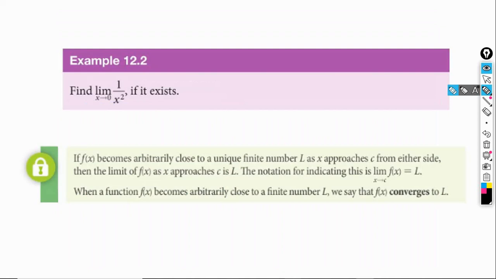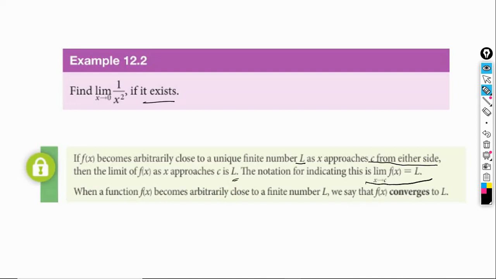So here we are with example 12.2, and they ask us to find the limit as x approaches 0 of 1 over x squared, if it exists. That's a hint already. But before we do example 12.2, let's look at this important definition, because this is the official definition of what a limit is. So if f of x becomes arbitrarily close to a unique finite number L as x approaches c from either side, then the limit of f of x as x approaches c is L. The notation for indicating this is this.